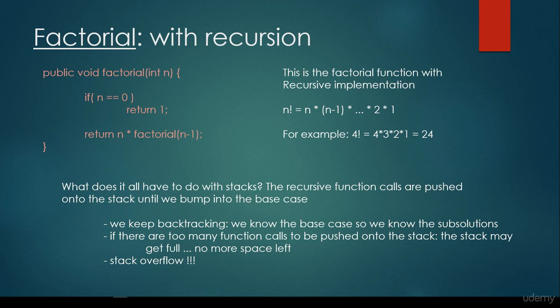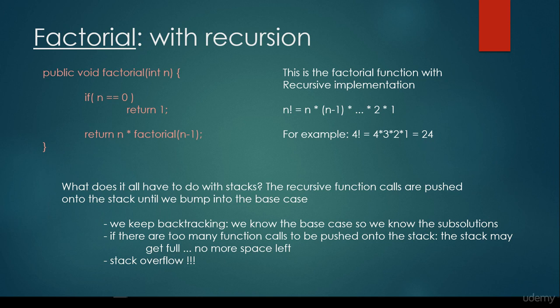So for example, let's consider the factorial algorithm with recursion. This is the function with the recursive implementation. I'm not sure whether you are familiar with the factorial, but the definition is that n factorial, we usually denote it with an exclamation mark, so n! is equal to n times (n minus 1) times ... times 2 times 1. For example, the factorial of 4 is going to be 4 times 3 times 2 times 1, which is equal to 24.